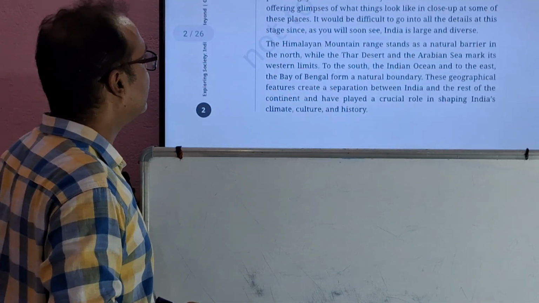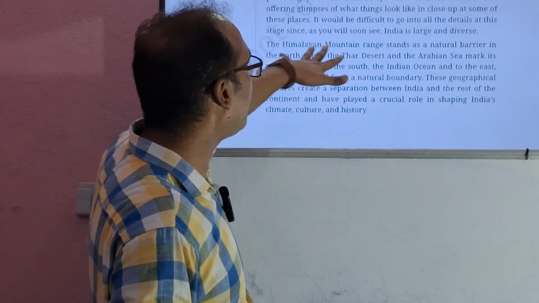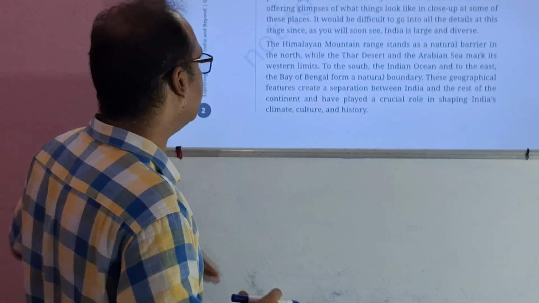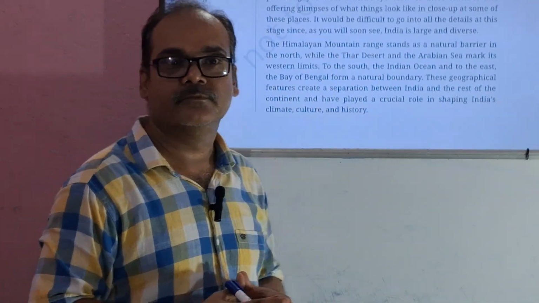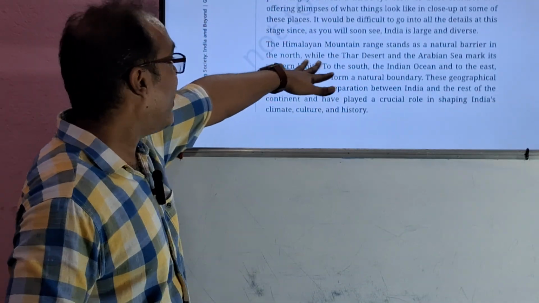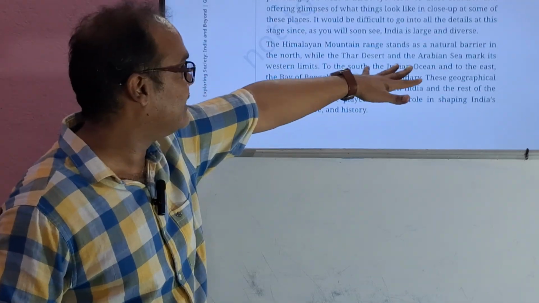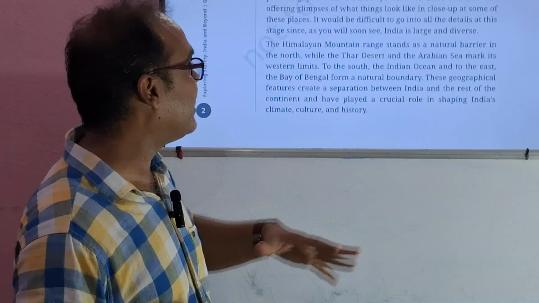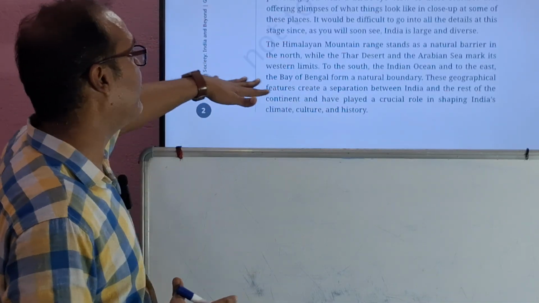Now let's start with the Himalayan mountains. The Himalayan mountain range stands as a natural barrier in the north. On the northern part, the Himalaya stands as a natural barrier and it saves our country from the cold, dry winds, while the Thar Desert and the Arabian Sea mark its western limits. To the south, the Indian Ocean, and to the east, the Bay of Bengal.